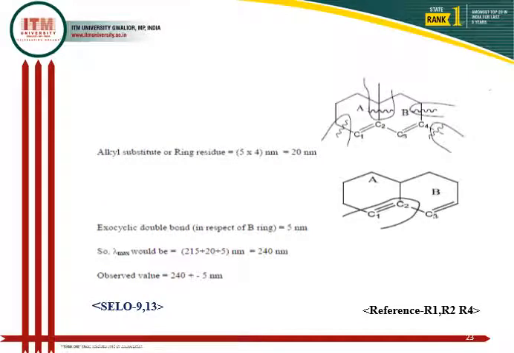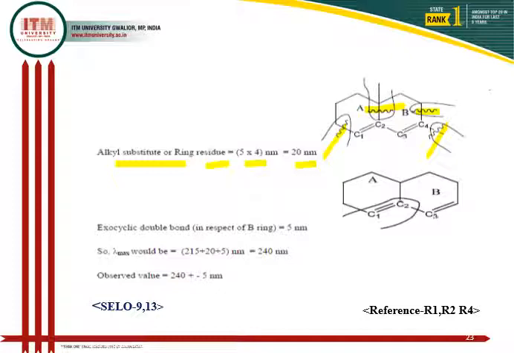Now if we go for this conjugation part and see the attachments. So the alkyl substituent or a ring residue, we can have the carbon here 1. This is one part. This is the second part. This is the third part and this is the fourth part. So 4 attachments are there that to be added. Each one of it is added 20 nanometers. So 20 nanometers should be added.